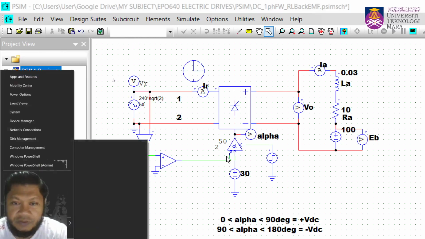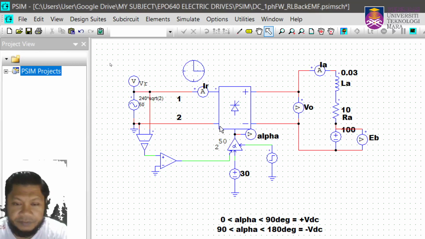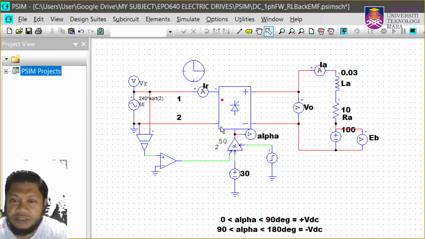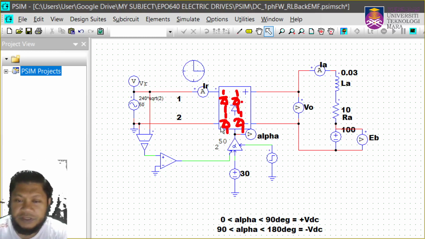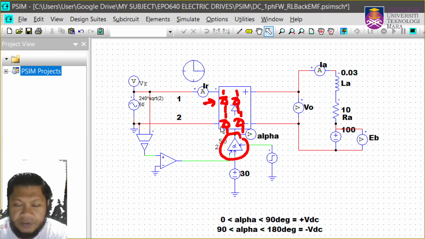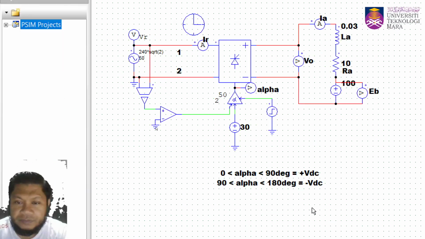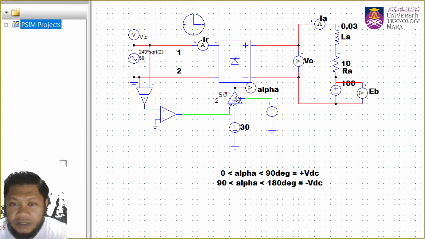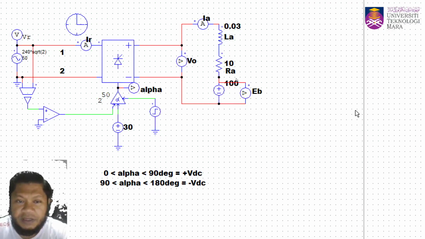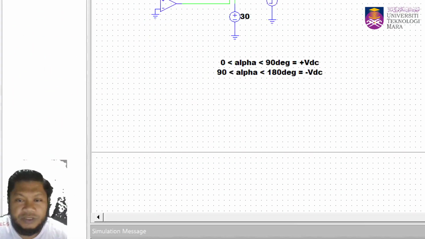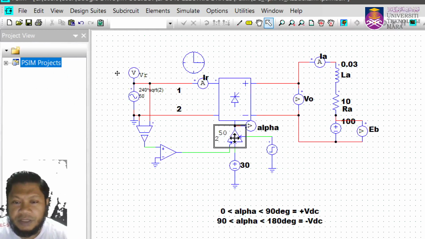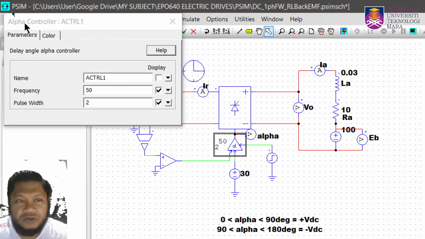So there are 4 thyristors here in one block diagram, right? And then the path for thyristor 1 is defined by this terminal, right? So you have this terminal. Okay, so this terminal actually requires the alpha. So how do we provide that alpha? You need to use this special alpha controller, they call it the alpha controller.